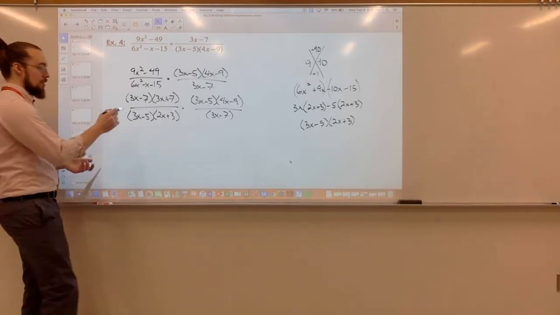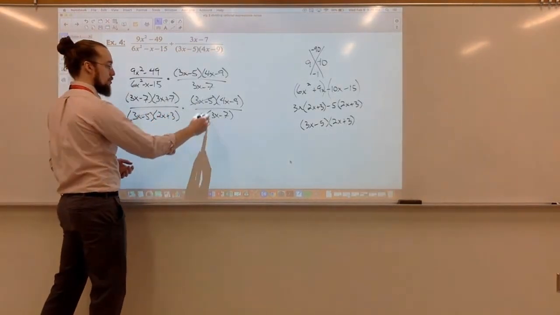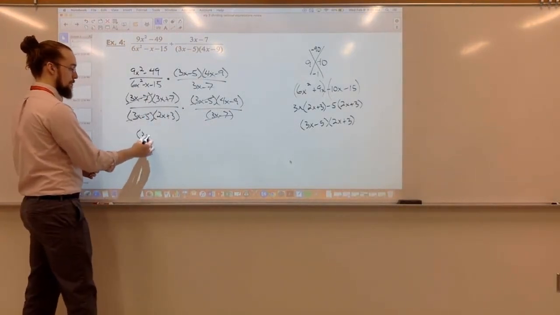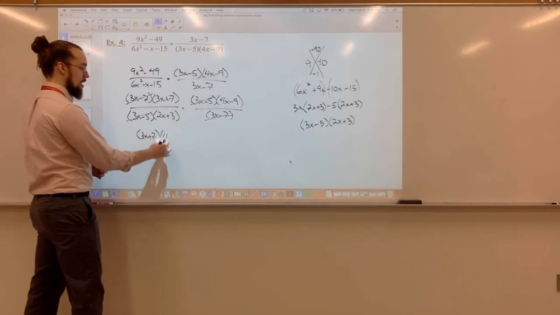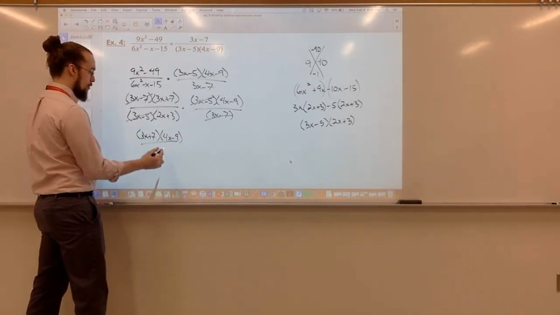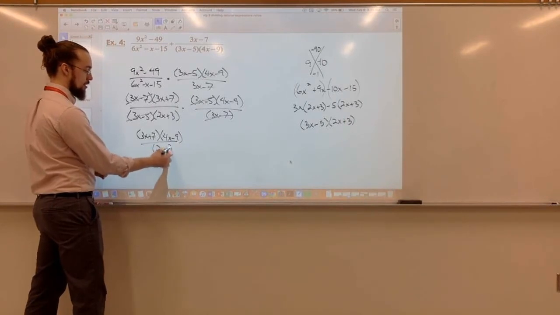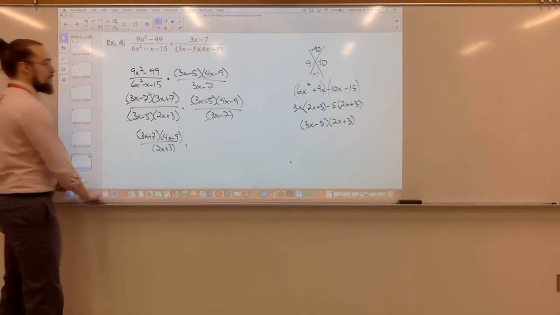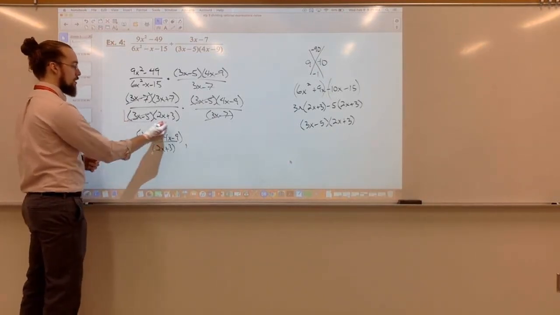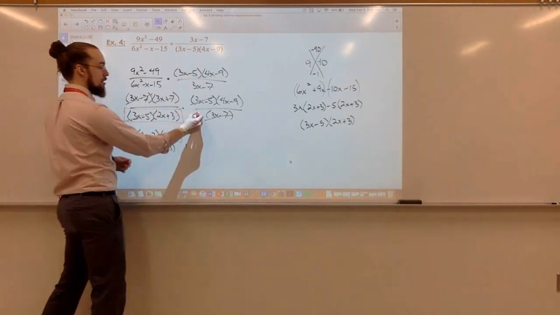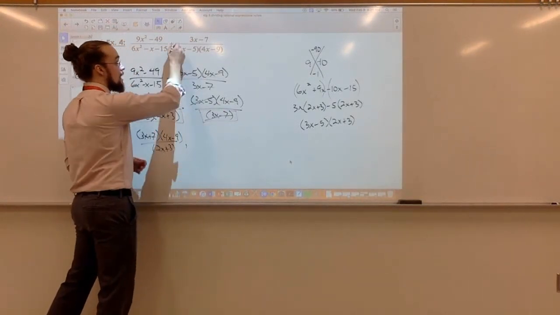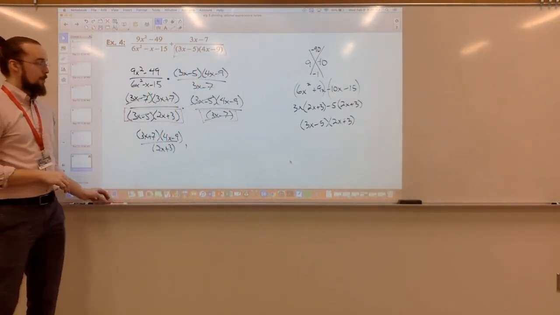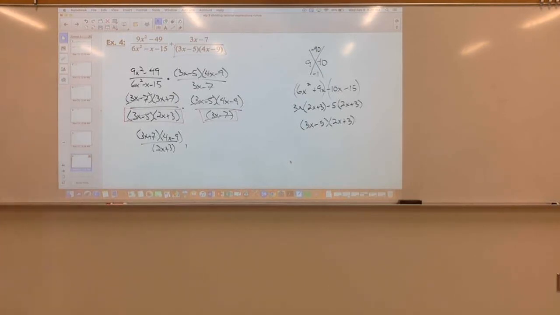Cancel some stuff out. See, these 3x minus 5s cancel. These 3x minus 7s cancel. And I'm just left with 3x plus 7 times 4x minus 9 over 2x plus 3. Then we need our excluded values, and that comes from anything that was ever in the denominator. So obviously these, and then this denominator before we flipped it. Okay? So tomorrow we will do practice.